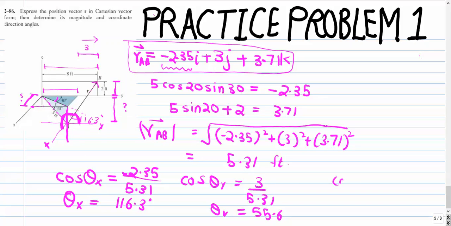Lastly, let's solve for the angle that connects this vector and the z-axis. That should be equal to the component along the z-axis divided by the magnitude of the vector. Solving for this angle, we get 45.7. And once again, looking at this diagram, we can see that this is the angle that connects the vector AB to the z-axis.